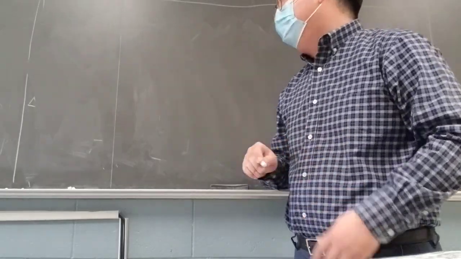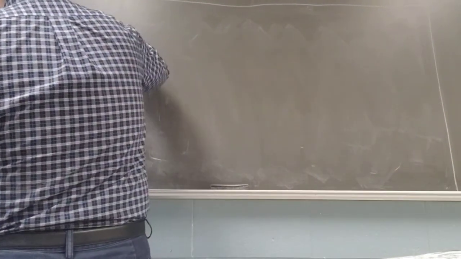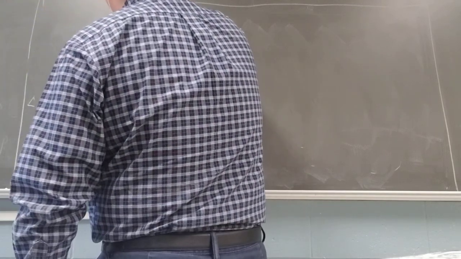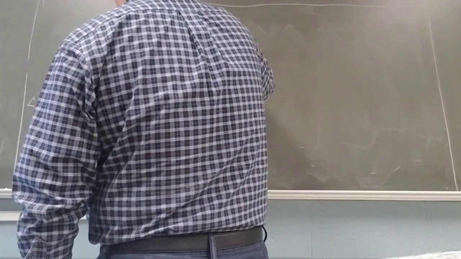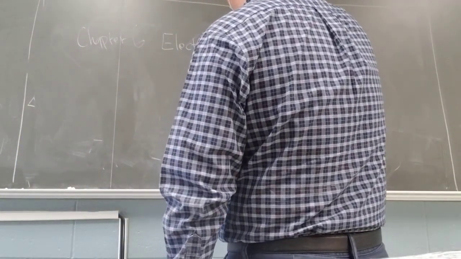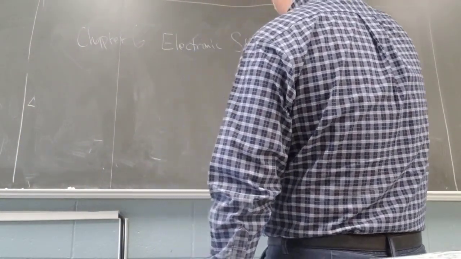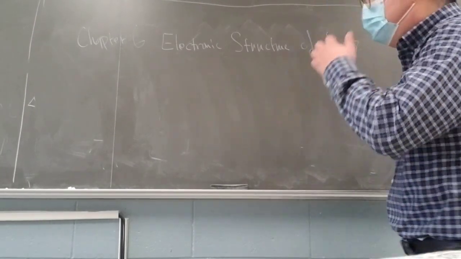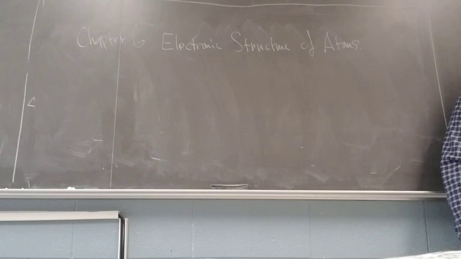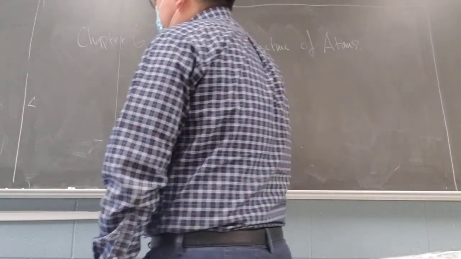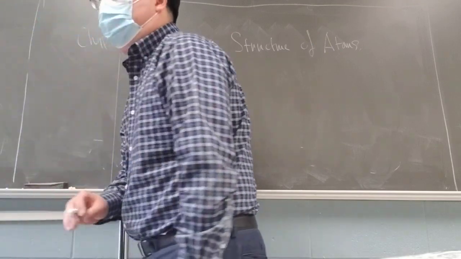Just try to remember these three rules, so we'll be able to solve some problems over here. Okay, chapter 5. So chapter 6 is about the electronic structure of atoms. So this is the one where we're going to use a lot of electrons. So there's a big involvement of quantum mechanics.